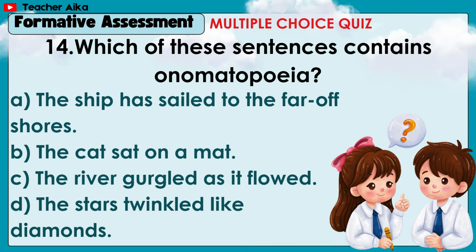Number 14. Which of these sentences contains onomatopoeia? A. The ship has sailed to the far-off shores. B. The cat sat on a mat. C. The river gurgled as it flowed. D. The stars twinkled like diamonds. Answer: C. The river gurgled as it flowed.